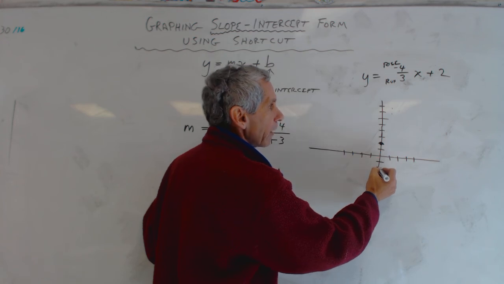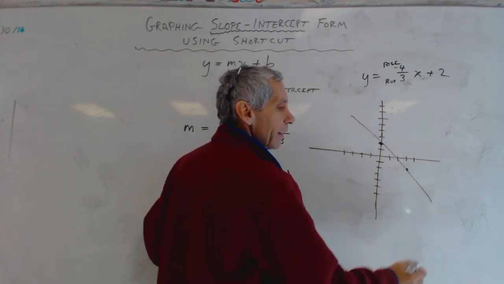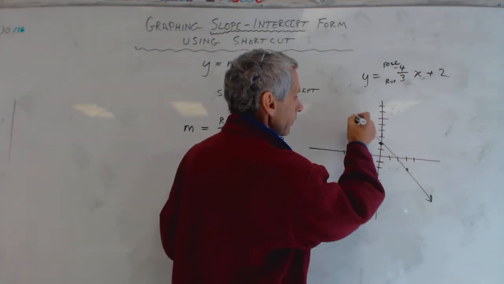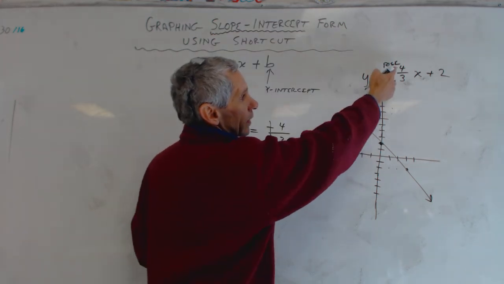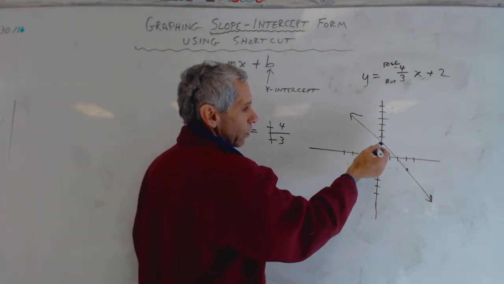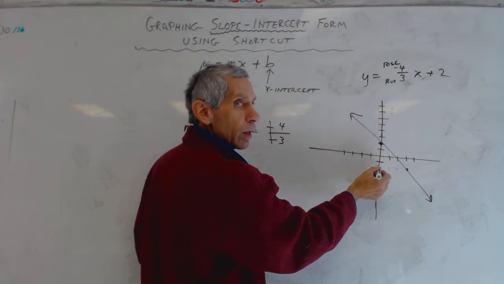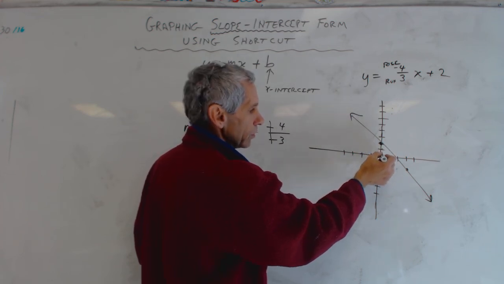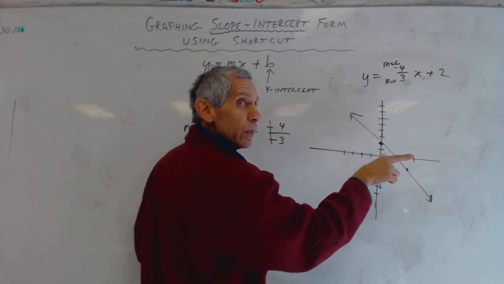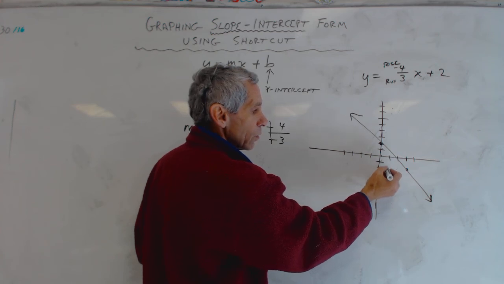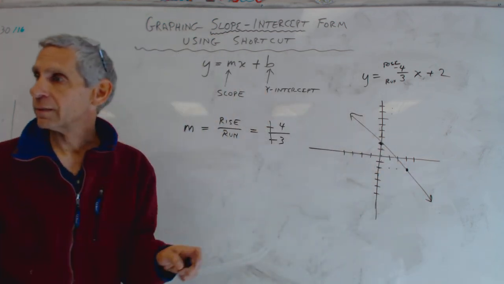1, 2, 3, 4, and I'm going to run 3. 1, 2, 3, and I'm going to put a dot. I'm going to draw a line, and I'm done. Okay, it says I'm going to fall -4, a negative rise. So I'm falling 1, 2, 3, 4. And then I run 3. I always run to the right. 1, 2, 3, put a dot. Draw my line, I'm done. Easy.